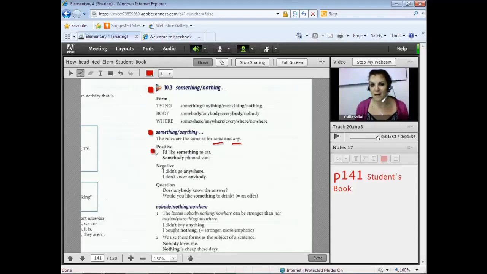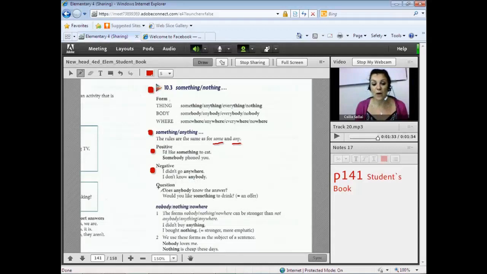What about the negative sentences and the questions? In the negative sentences, we use any. That's right. I didn't go anywhere. I don't know anybody. And there's something else that's interesting about the use of any, because if you look at the negative sentence, you have the negative helping verb and anywhere, anybody. So negative in the first half of the sentence and positive in the second part of the sentence.